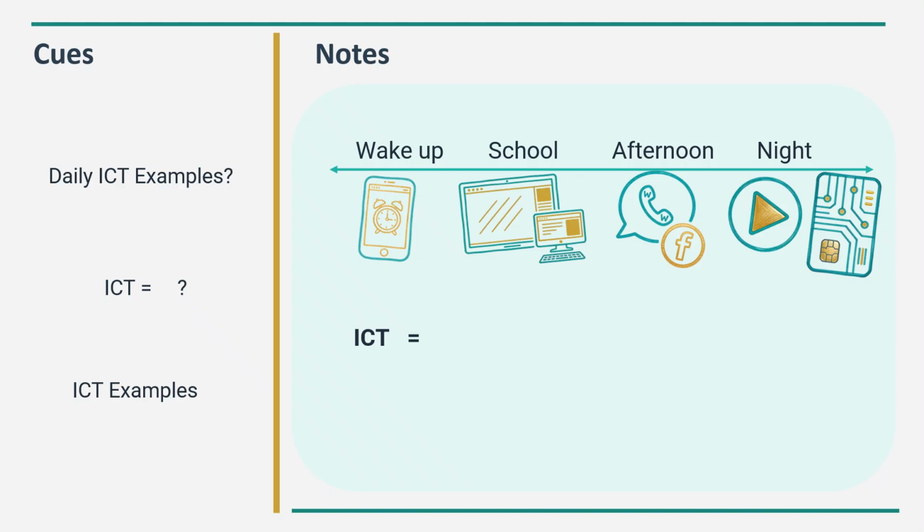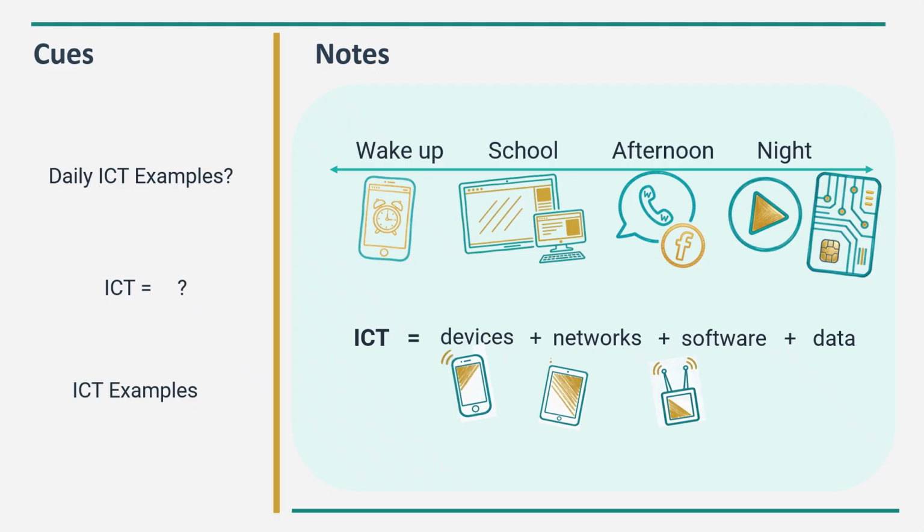ICT stands for Information and Communication Technologies. It includes devices, networks, software, and data that help us capture, process, store, and communicate information. Examples include phones, computers, tablets, routers, servers, and cloud platforms.